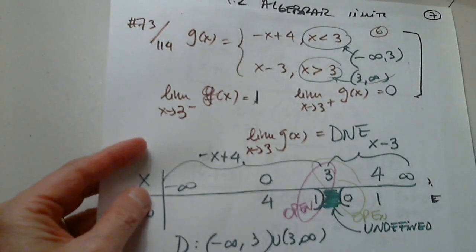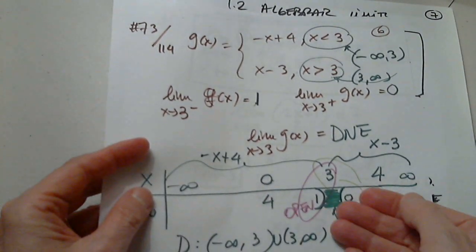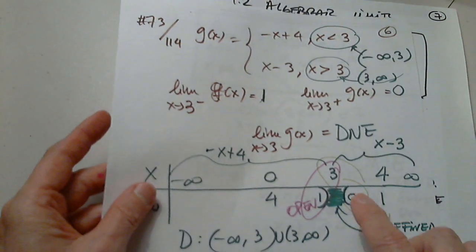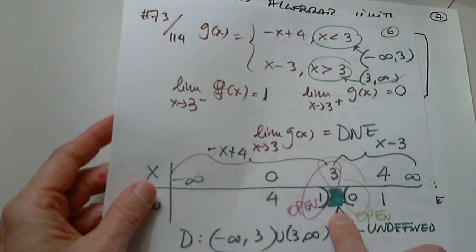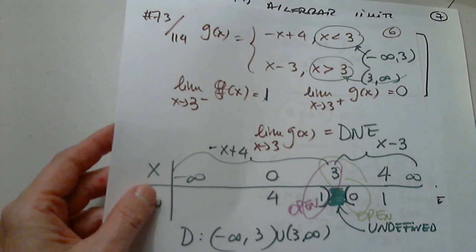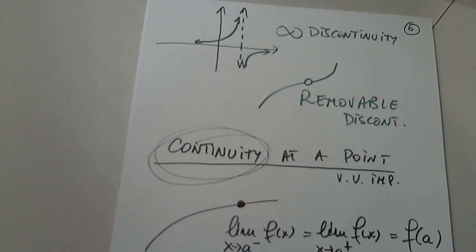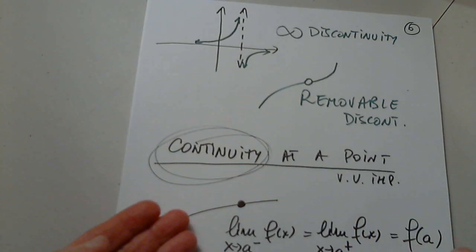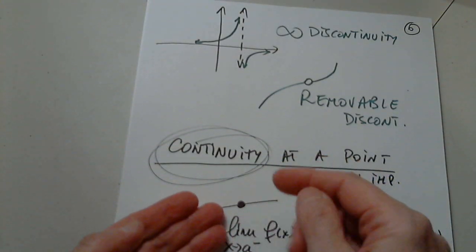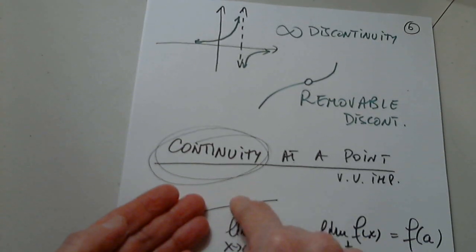The limit from the left was 1. The limit from the right is 0. Furthermore, the function is not even defined at 3. That's why this is discontinuous at 3. So a function is continuous at a point only if 3 things happen. The limit from the left equals the limit from the right and also equals the function value at that point.